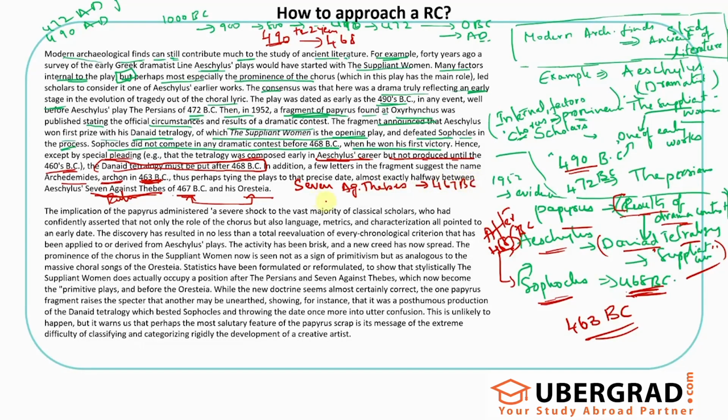Let's say the Suppliant Women and the Danaid trilogy, the Danaid tetralogy, right? It's all part of one thing. This is a bigger work and this is just the opening play. This must have happened somewhere closer to 463 BC.